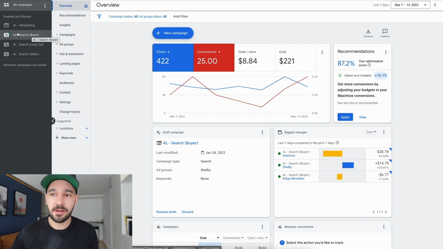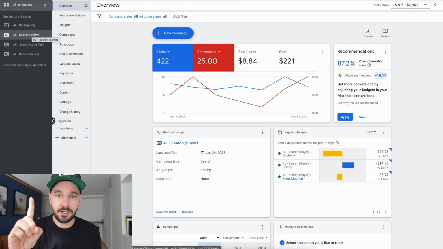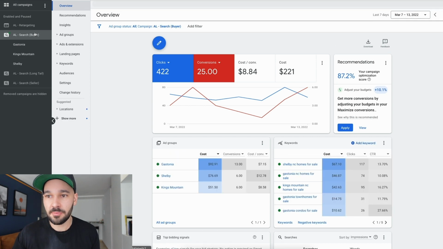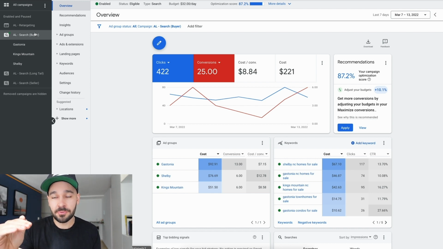When you're setting up a buyer campaign, what you want to do is use a one campaign, multiple ad group structure, okay? The reason is quite simple. If I go into this campaign, you'll see that we have 3 different ad groups in here. Why you want to do this is because Google will spend the budget throughout those ad groups based on the demand for the search terms that you're bidding on.